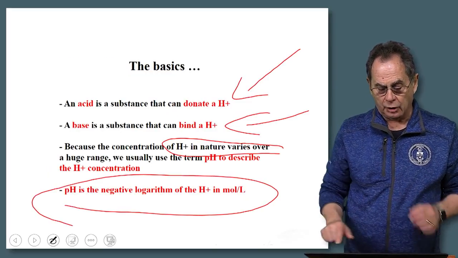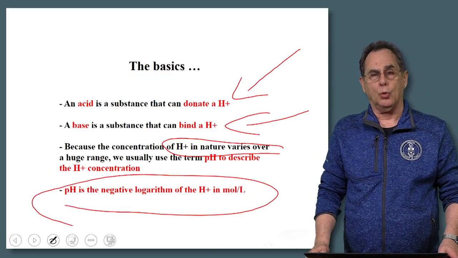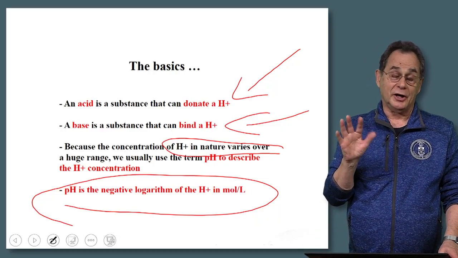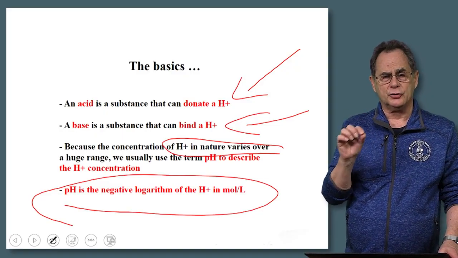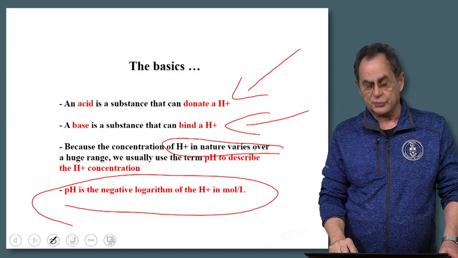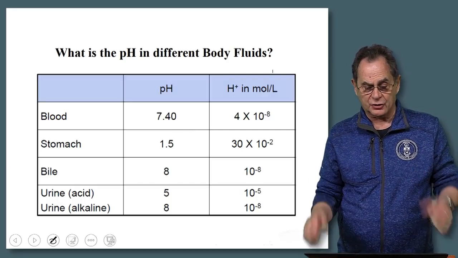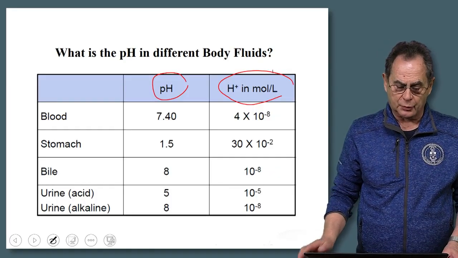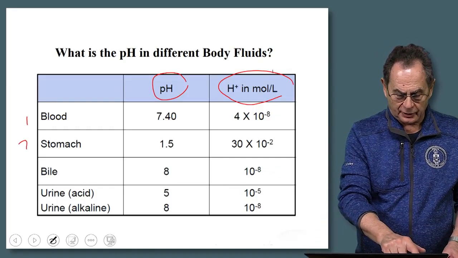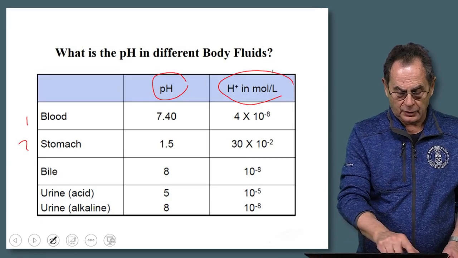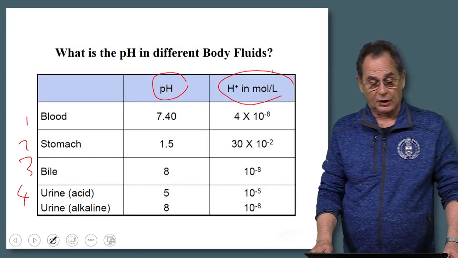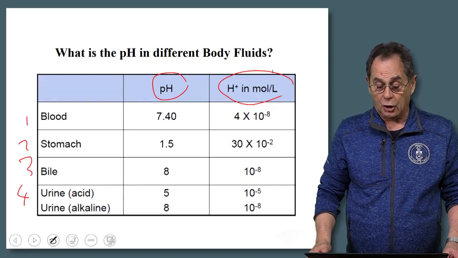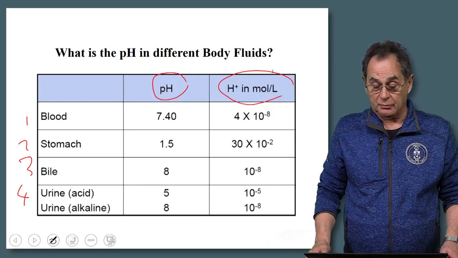pH is the negative log of the hydrogen ion concentration in moles per liter. In you and I, with a pH of 7.4, kind of conveniently, the hydrogen ion concentration is about 40 nanomoles per liter. So what's the pH in different body fluids? So here's the pH and hydrogen ion concentration in moles per liter for blood, stomach, bile, and urine. So blood pH 7.4, representing a concentration of 4 times 10 to the minus 8th mole per liter.